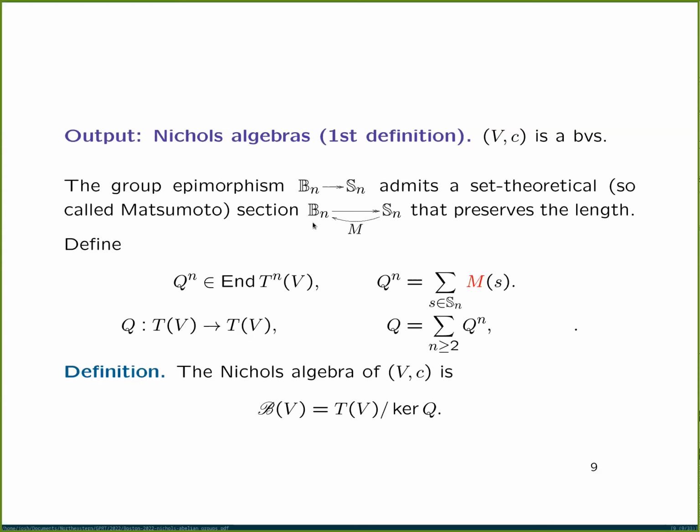Then for every n, define the quantum symmetrizer by the following formula. Q_n is the sum over s in S_n of M of s. And define Q from T of V to T of V as the sum of all the Q_n's. And define, brutally, the Nichols algebra of V, C as the quotient of T of V by the kernel of Q. At this point, there is no reason to believe that this is an algebra, because one has to do something to understand that it's an algebra. But it is.